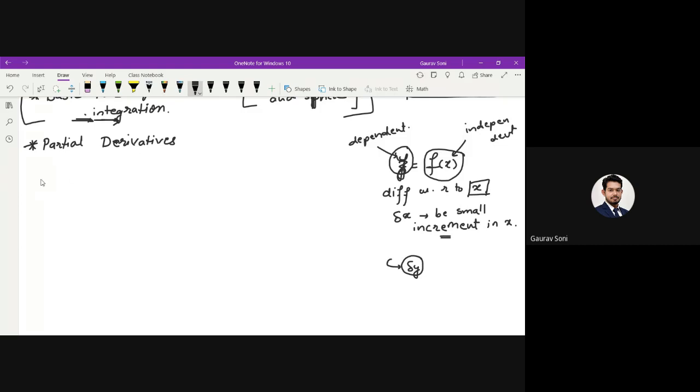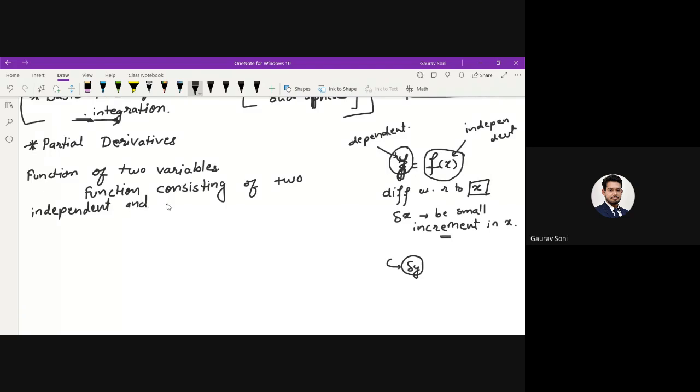Now, what I will do is define a function of two variables. How do I define it? A function consisting of two independent and one dependent variable. That is, if I write z is equal to f of x, y.